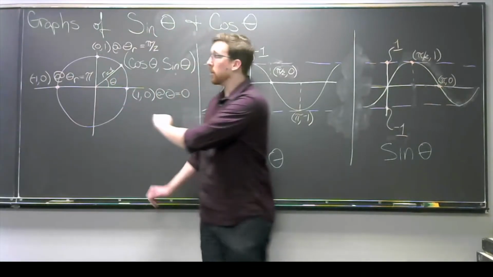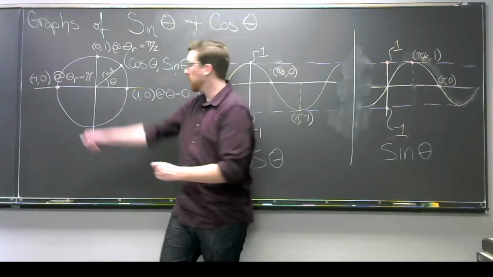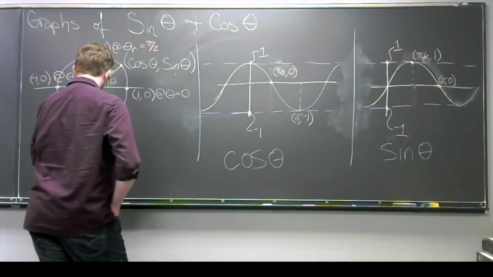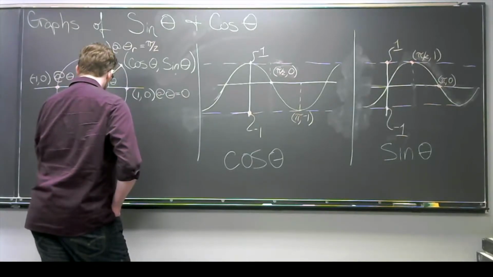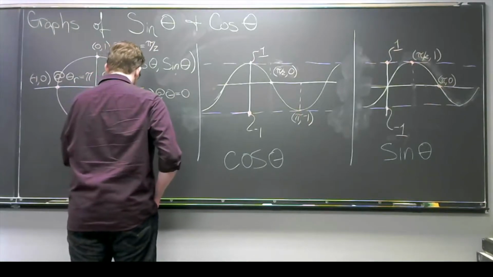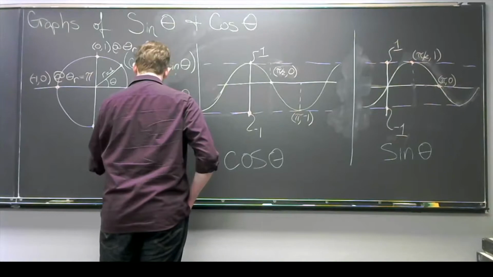Now, moving another pi over 2 radians, we get to this bottom point here, which is going to be 0, comma, -1 at 3 pi over 2 radians.